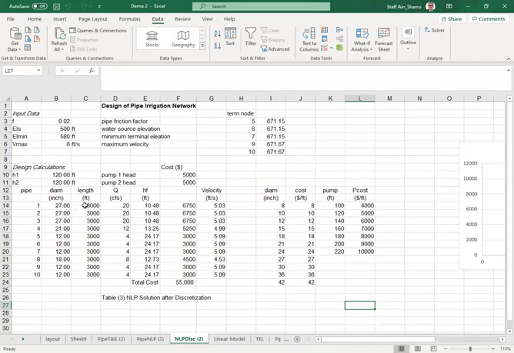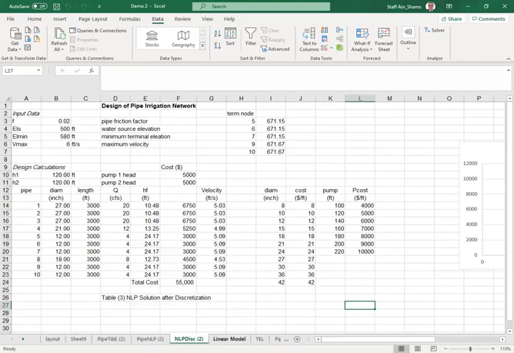And it was just an accident that the same diameters we chose for discretization are the same we obtained for the trial and error method, and therefore we come up with the same total cost of 55,000. Velocity constraints are satisfied and nodal head constraints are satisfied.